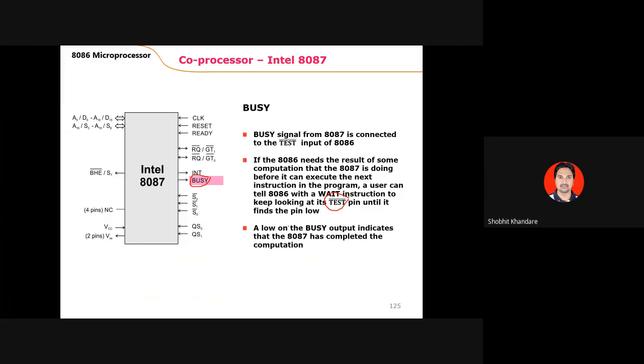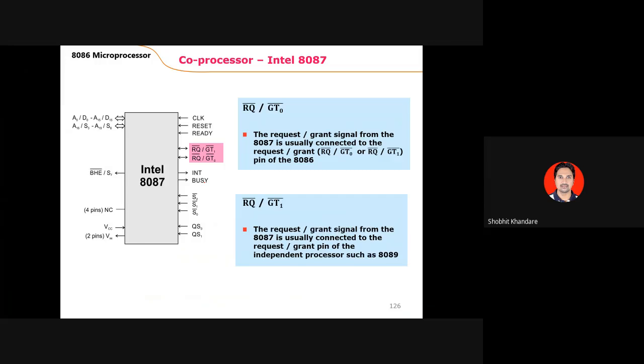A low on the BZ output indicates that the 8087 has completed the computation task. As long as the BZ pin is high, that is, until it completes the execution or computational process, the pin will stay busy. Once it completes the computational process, it will tell the 8086 that now I have completed the computation and I am ready to carry out further tasks. That is the meaning. So RQ bar and GT0, the same thing is applicable that we have already studied.